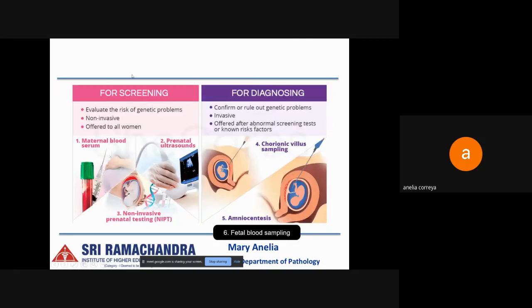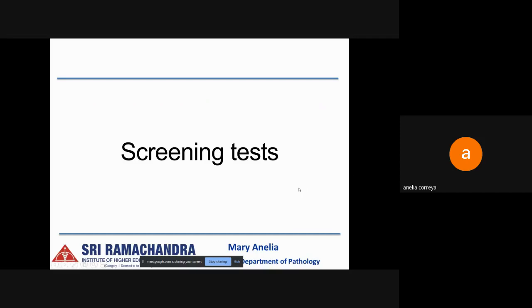So we have both screening and diagnostic invasive tests for prenatal testing. The screening tests are maternal blood serum, prenatal ultrasound, and the newly developed non-invasive prenatal tests. And we have confirmative invasive tests like chorionic villus sampling, amniocentesis, and fetal blood sampling. So we'll first begin with the screening test.